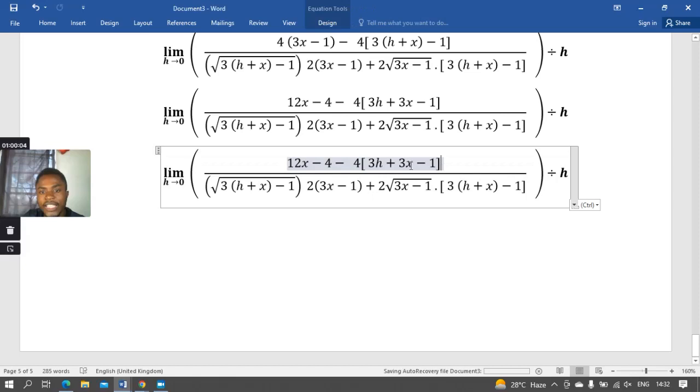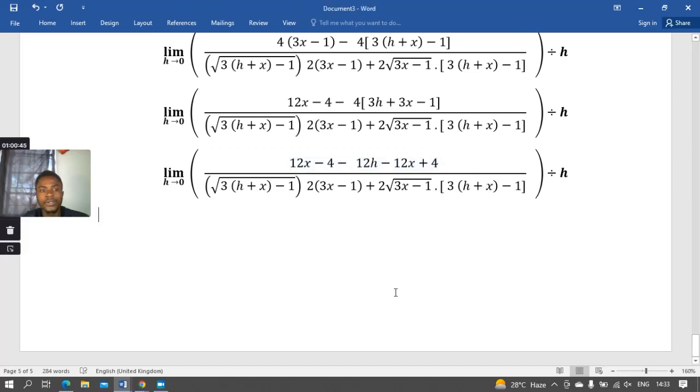I just need to multiply 4 times everything there. So when I multiply 4 times everything, it's going to give me 12h minus, again, because there is a minus there, minus 12x, and then plus 4. Okay, so it will be plus 4 there. All right, so this is how the numerator will change.